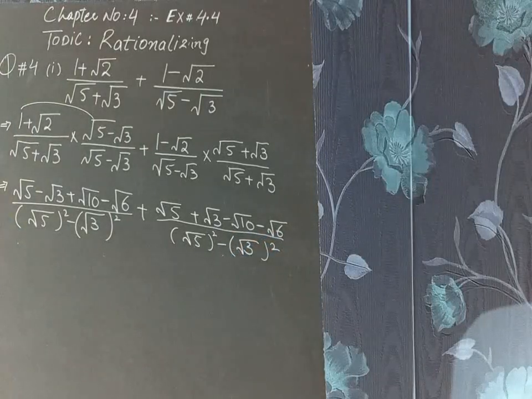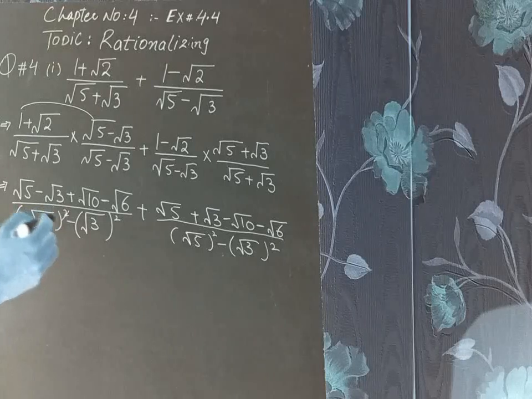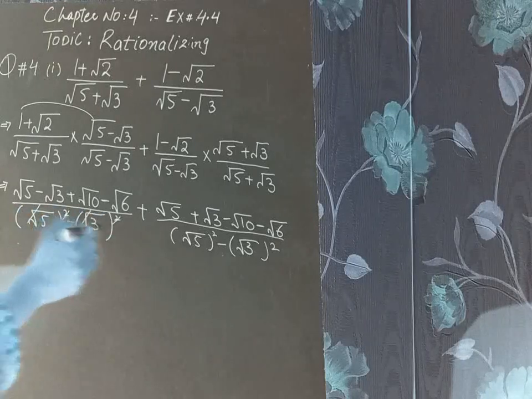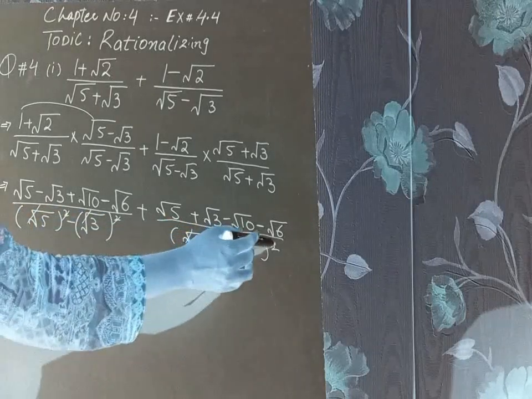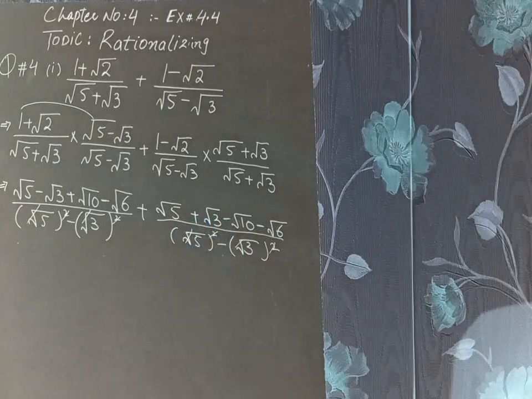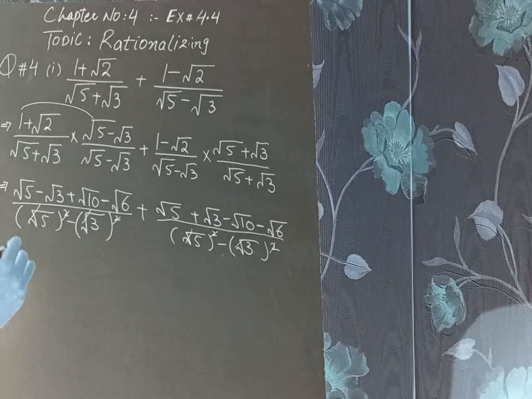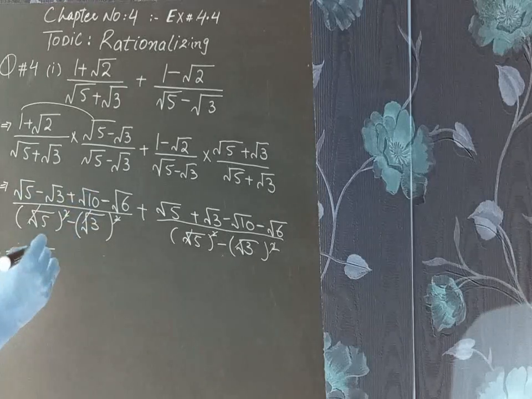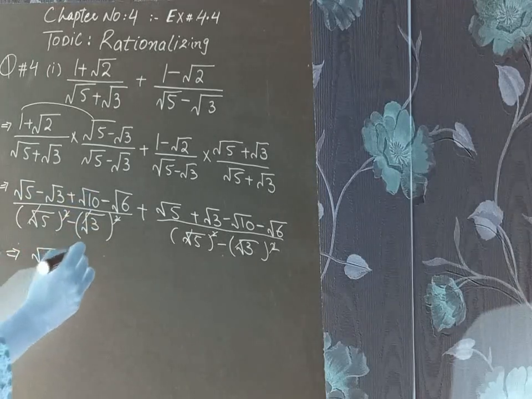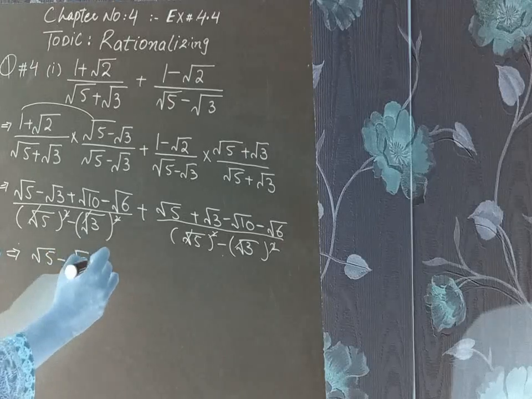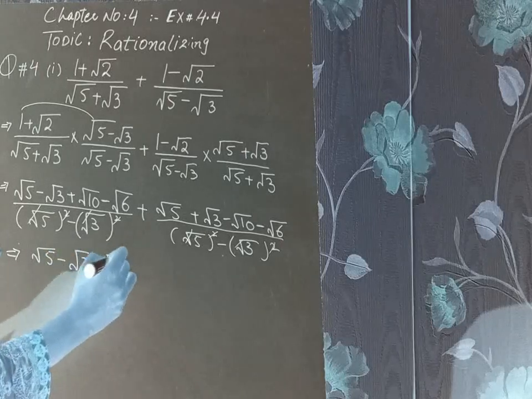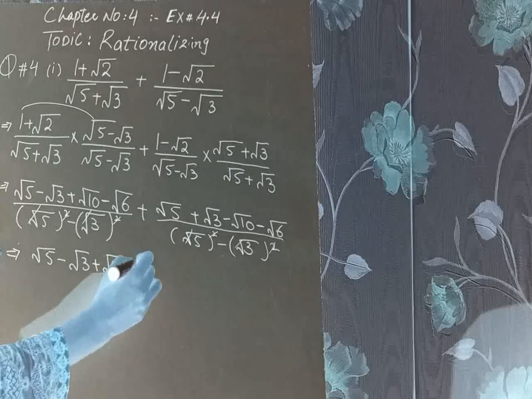Now you can see from here, in the denominator, the squares can be cancelled by the root. Now what is left over here? In the numerator, all will be written again: under root 5 minus under root 3 plus under root 10 minus under root 6.